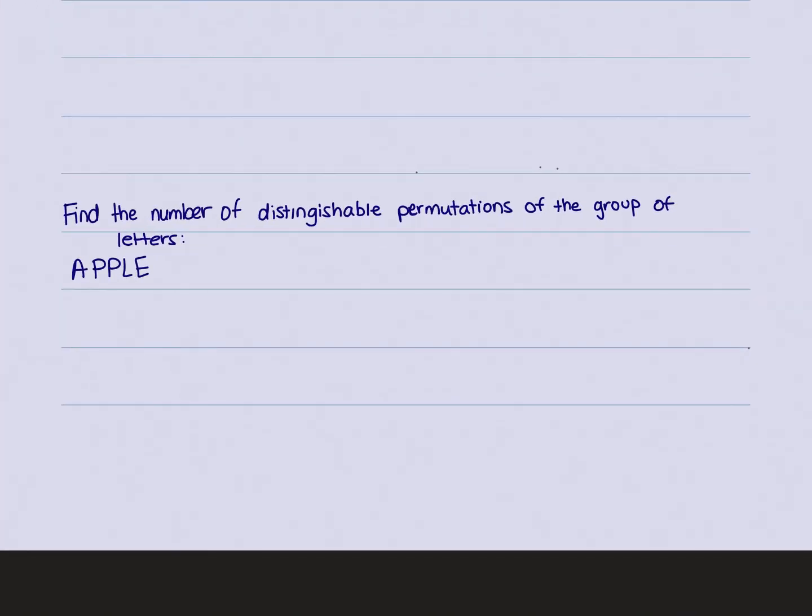Find the number of distinguishable permutations of the group of letters. So distinguishable means that we have to pay attention to ones that repeat. So in the numerator goes 1, 2, 3, 4, 5, the total amount of letters. In the denominator goes the ones that repeat. So I don't need A because that would be a 1 factorial. L, that would be a 1 factorial. E, 1 factorial. But there's 2 P's, so this would go over 2 factorial.